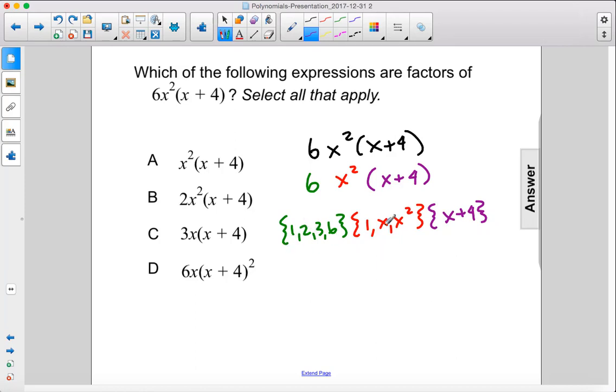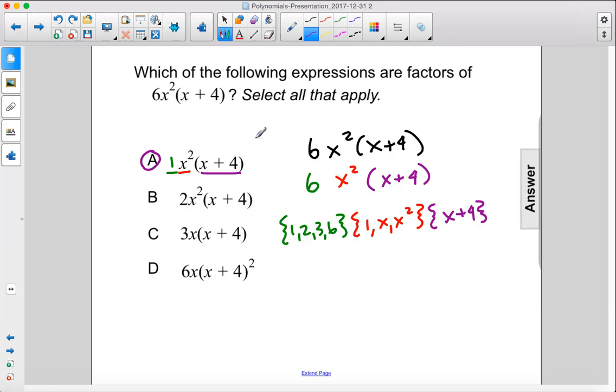Now, any of these numbers all multiplied together, like 2 and x squared times x plus 4, would be a factor. 1 times x squared times x plus 4 would be a factor. So let's go through these options and see which ones are factors. So for A, here we have 1, which is a factor, so that's good. For our x term, we have x squared, which is a factor, so that's also good. And finally, we have x plus 4, which is a factor. So this is a factor of this polynomial.